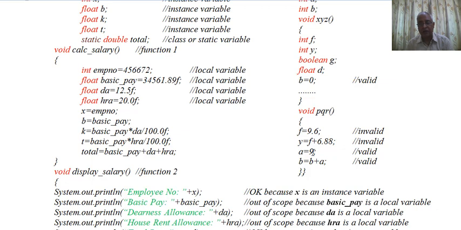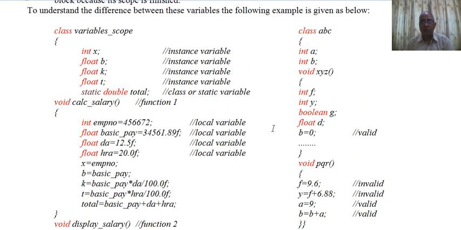a is equal to 9 is perfectly valid because a has been declared as an instance variable. b is equal to b plus a is perfectly valid because b has been declared as an instance variable. So you see here, instance variables can be used in all the functions, and variables which are declared inside a function or a method can be used only in that particular method or function. This is the absolute explanation of all the variables of instance type and the local type. Local variables and instance variables have been explained over here, and the static variable also has been explained.